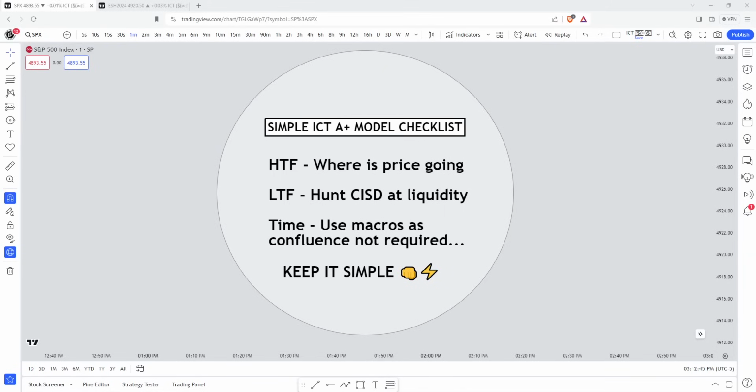I'm going to show you guys the simplest A+ ICT model checklist. There's 3 things that I look for within this checklist. Where is price going on the higher time frame? I'm looking to find a draw on liquidity. Is price reaching for buy side liquidity or sell side liquidity?